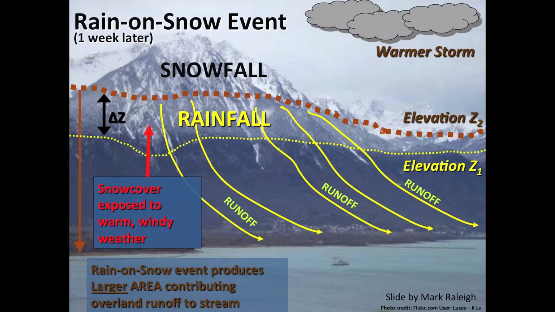However, during a rain-on-snow event, atmospheric conditions change and a new, warmer air mass comes through. The warmer air mass doesn't reach its freezing point as quickly as the other air mass did. Therefore, we have a new snow line that is higher in elevation and a larger area contributing to runoff. Note that we now have snow exposed to warm and windy weather as well.